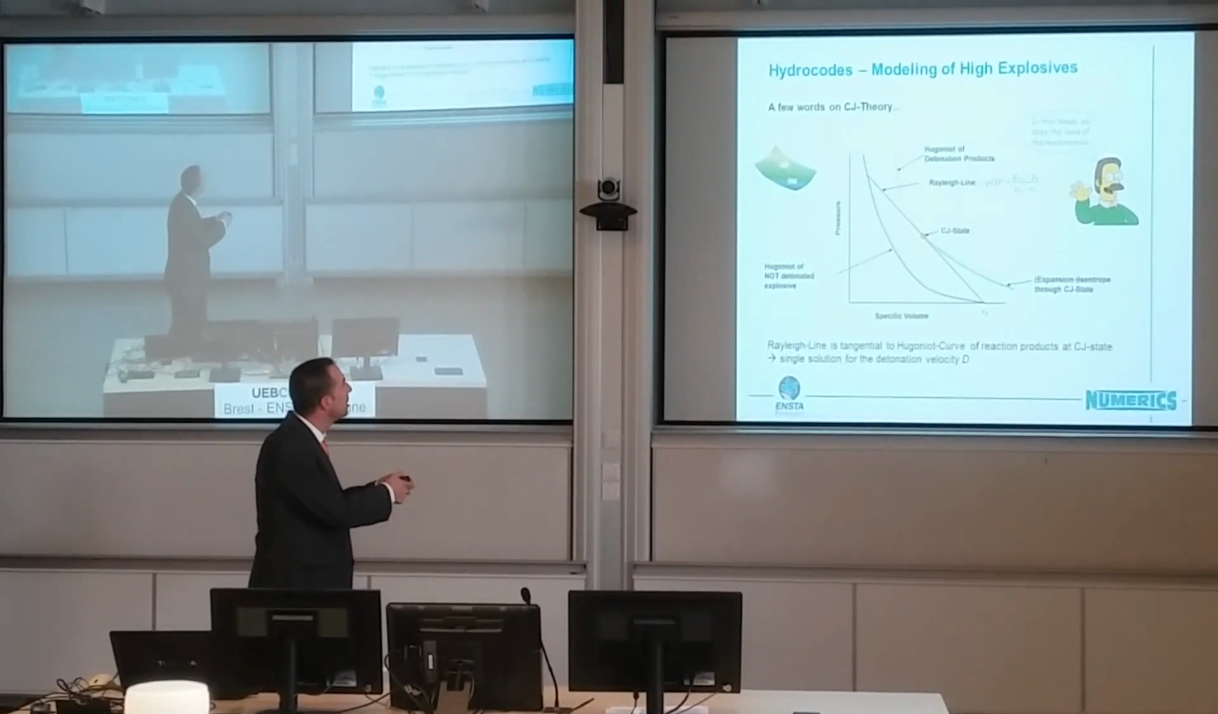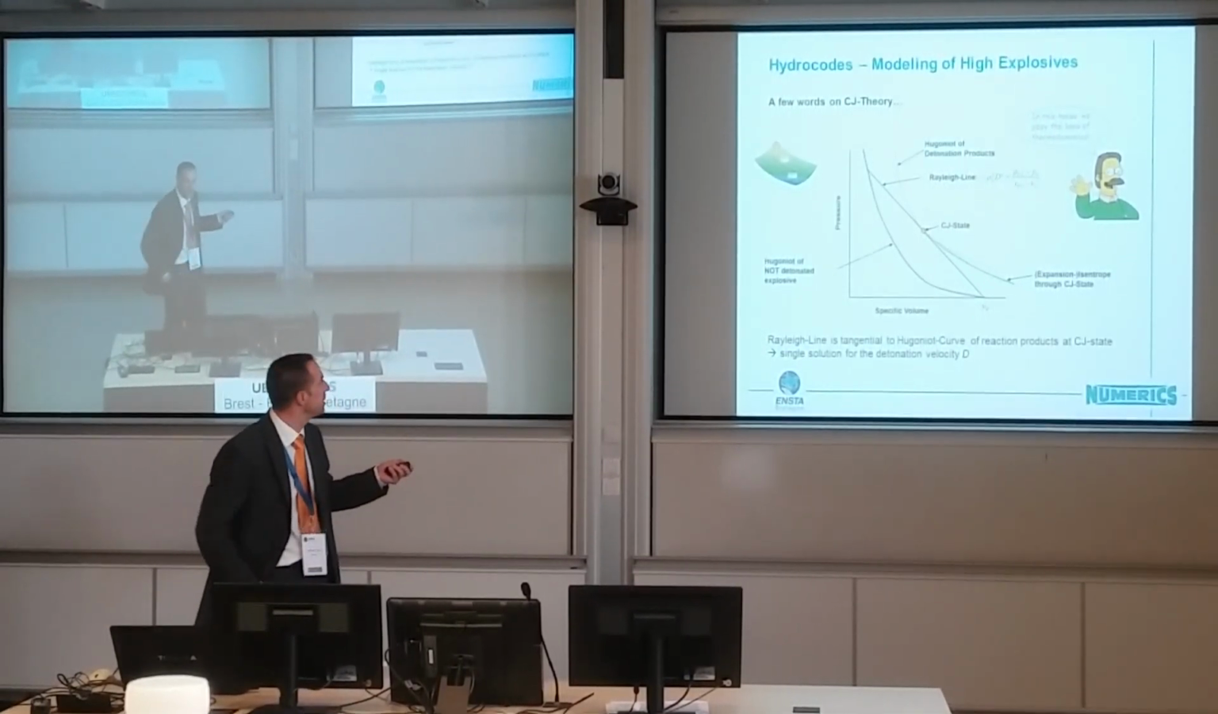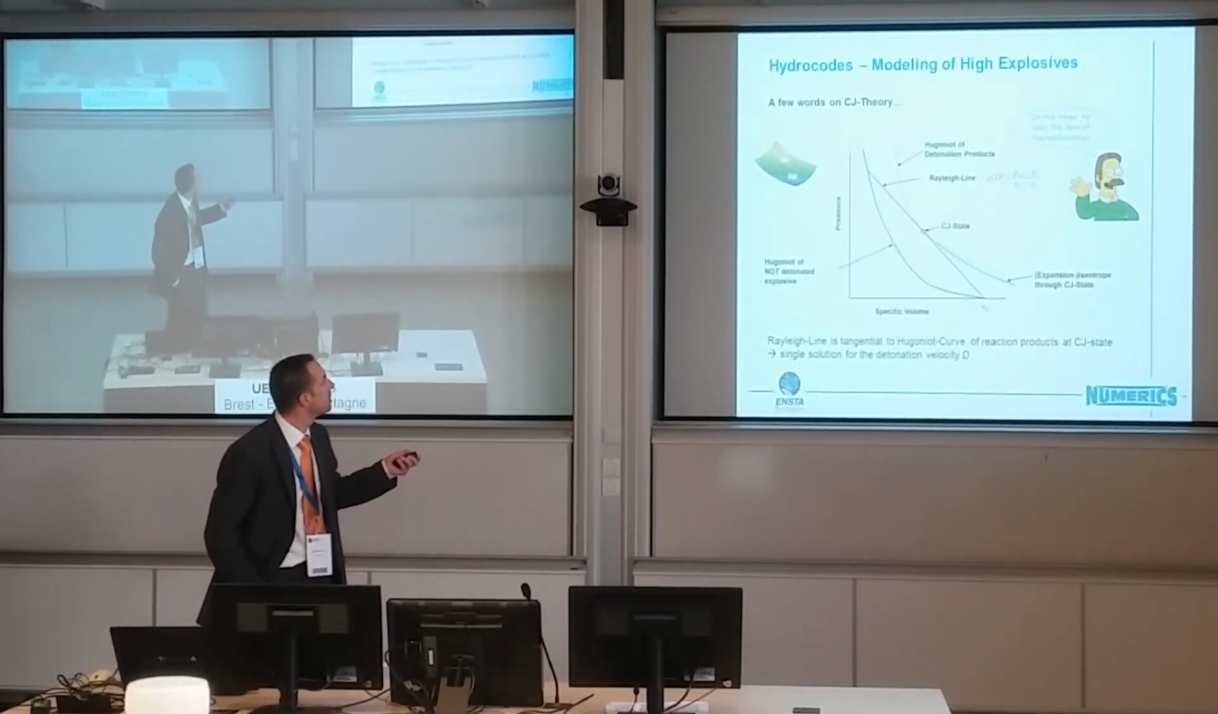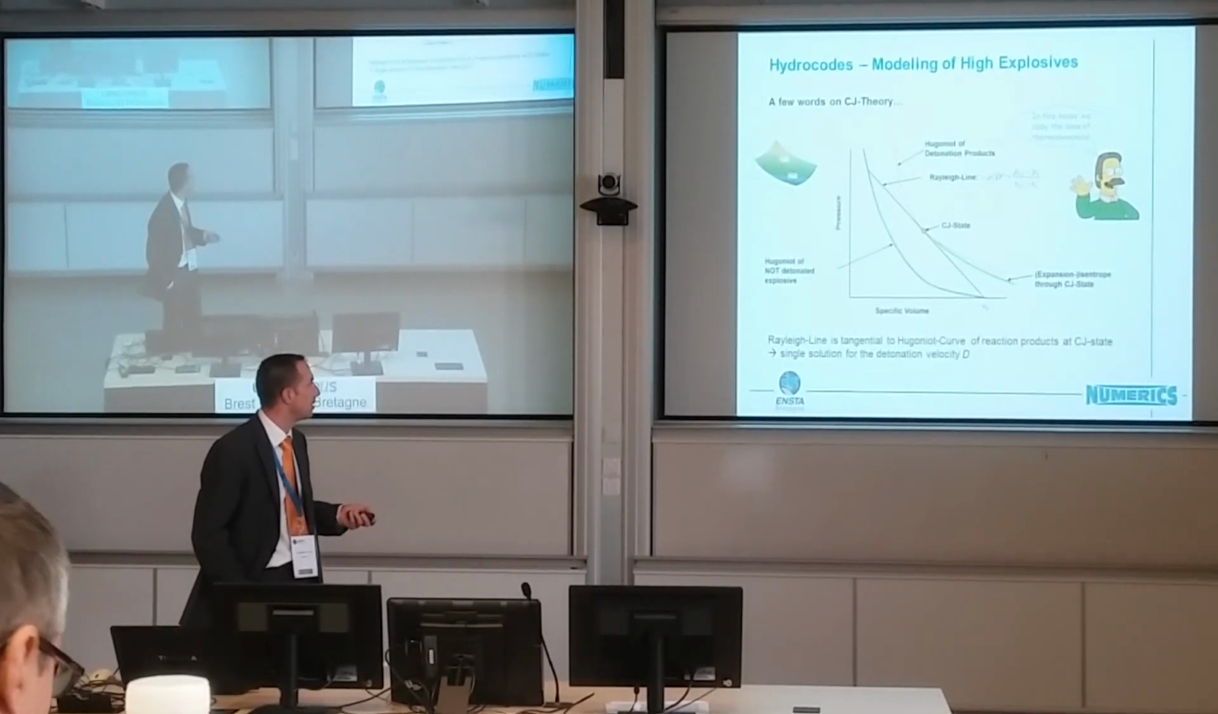If we look at this here, we see the density. This is a fixed value, the initial density. So the detonation velocity defines the slope of the Rayleigh line.